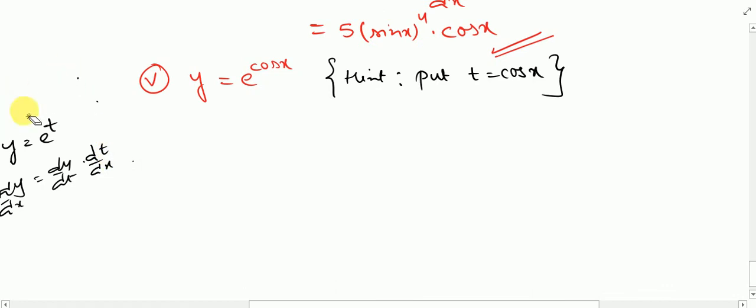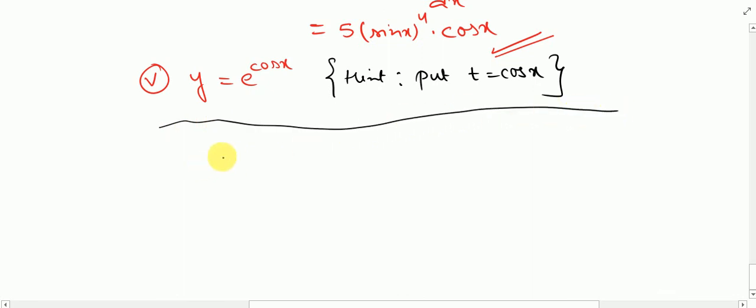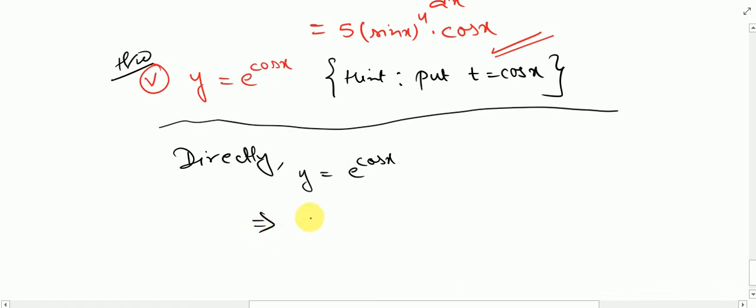I will do it directly. See this. You will do it by chain rule. Directly, y equal to e to the power cos x. Now differentiating both the sides.